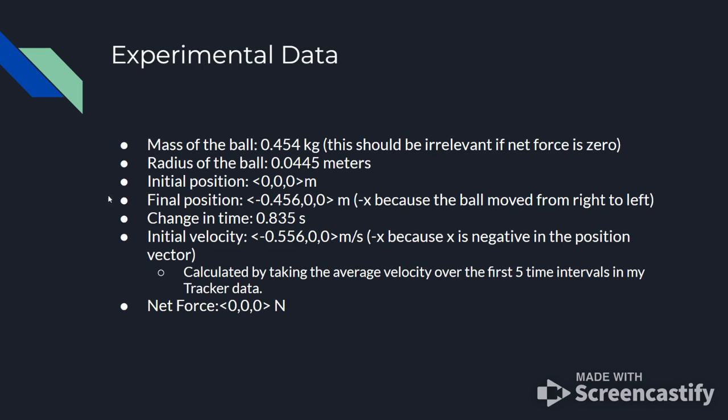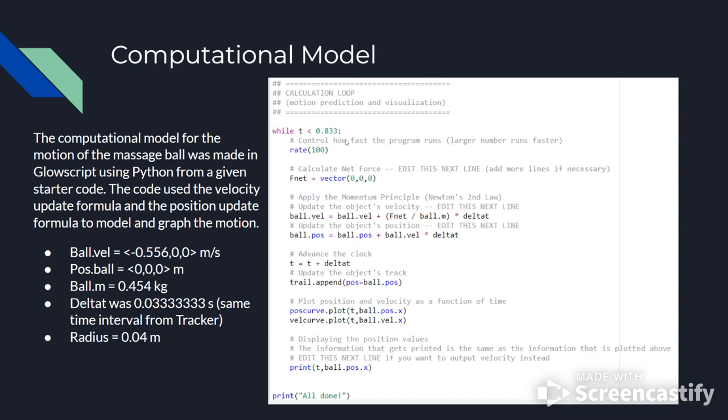Here's some of my experimental data. What I want to focus on is the final position, which is negative 0.456 meters. This is negative because the ball is moving from right to left. The change in time is 0.835 seconds, and the initial velocity, which is equal to the final velocity because we are, again, pretending there's no net force acting on it, so we're at constant velocity, is negative 0.556 meters per second. And the net force is 0.